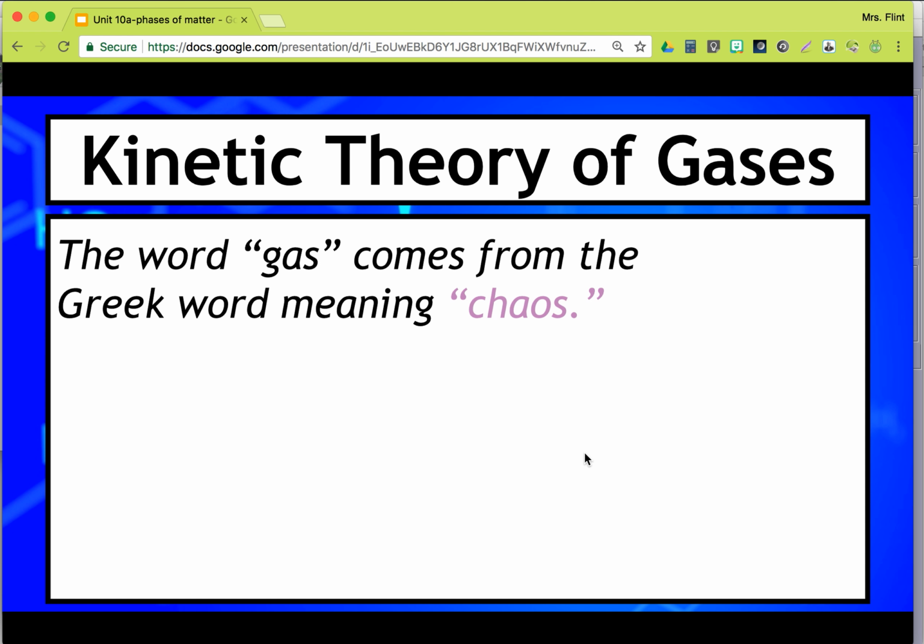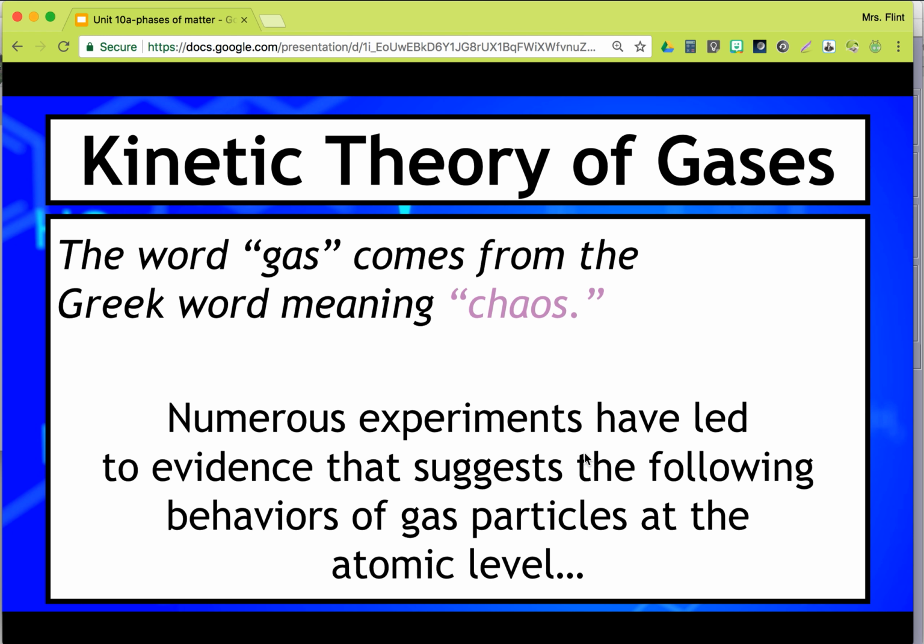The word gas comes from the Greek word that means chaos. Numerous experiments have led to evidence that suggests the following behaviors of gas particles at an atomic level. And this brings us back to Avogadro. Avogadro did most of his experiments with gas particles, and when he came up with the number 6.02 times 10 to the 23rd for the number of particles in a mole, that is based on gas particles.